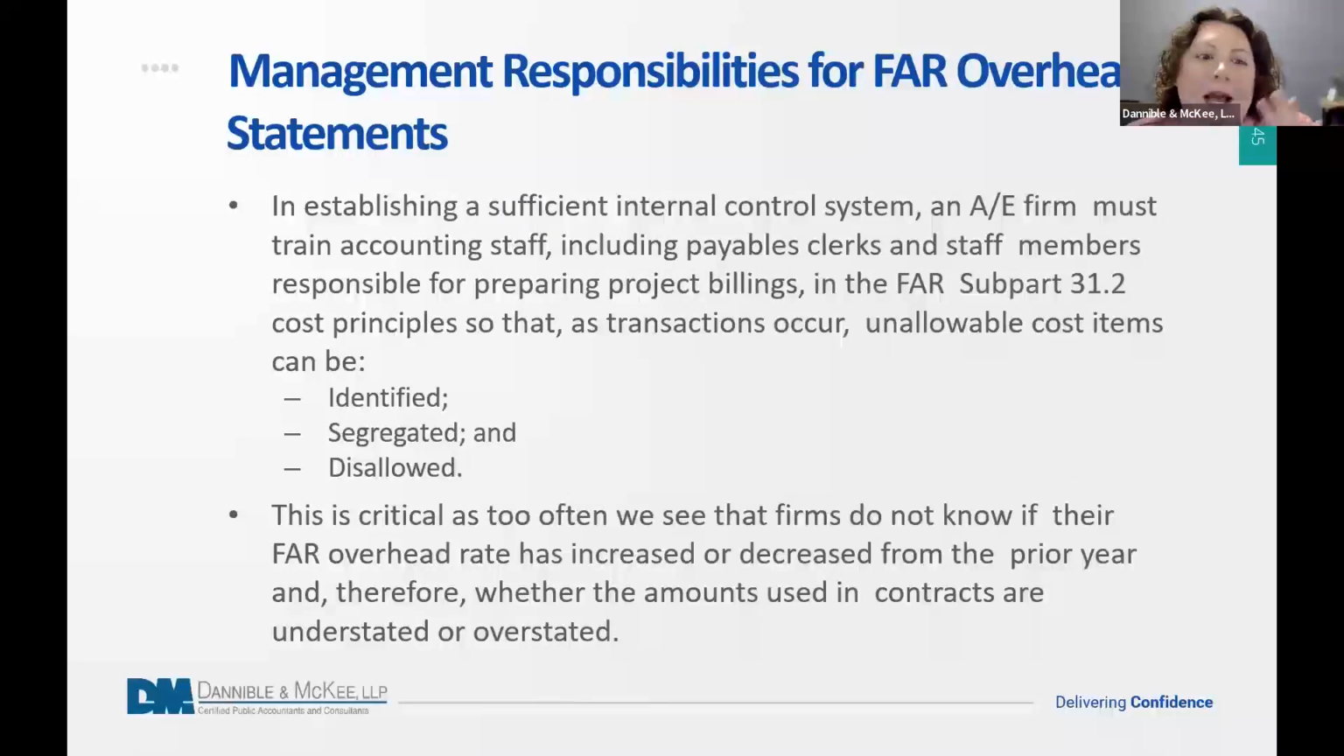All right, so we talked about identifying, segregating, and disallowing your costs. You're going to work with your auditor on identifying those in advance. We're going to come through as auditors and audit your costs. We're going to find things that you may not have found. We find needles in haystacks. That's what we do. But for the most part, if you can identify those costs, that's what's important. That's what the guidelines are requiring.